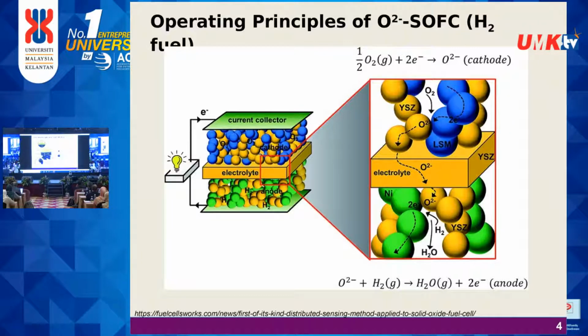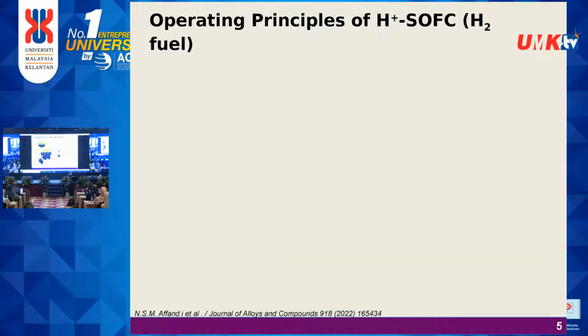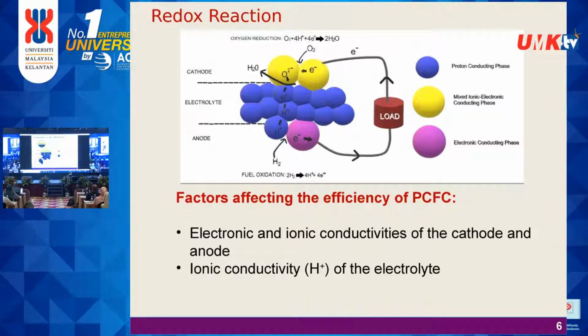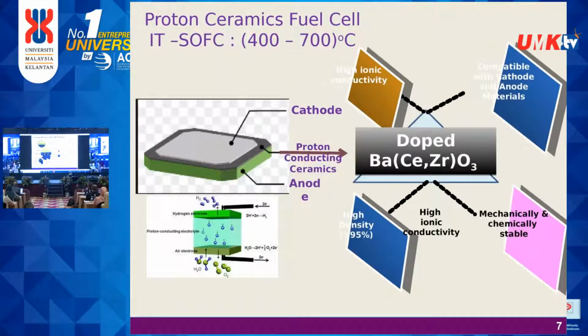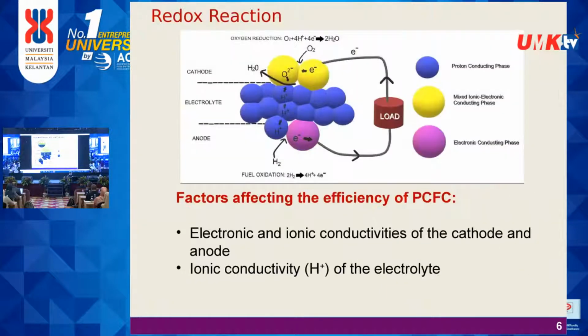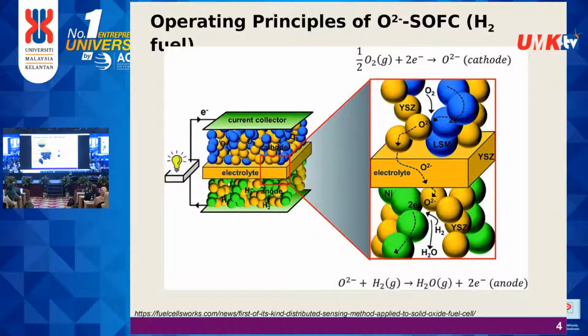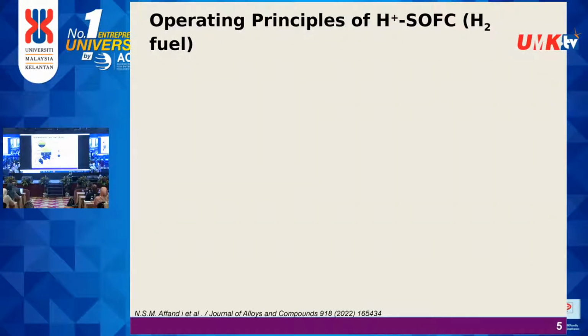If we compare the oxygen ion solid oxide fuel cell to the proton solid oxide fuel cell, based on this operating principle, for the proton ceramic fuel cell the proton moves from the anode to the cathode, and as a result of the chemical reaction, the water forms at the cathode side. This is one of the differences between the oxygen ion conductor and the proton ceramic fuel cell. So when the water forms at the cathode side, it can avoid the dilution of the fuel.